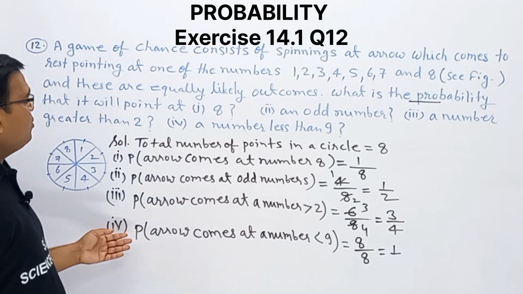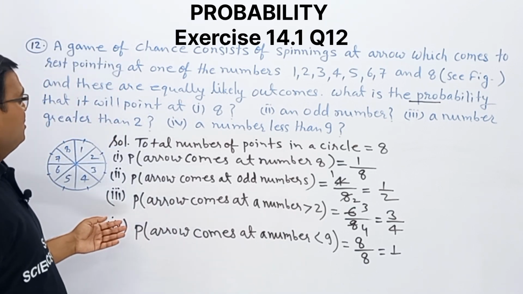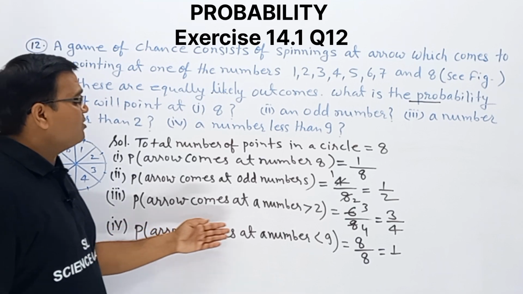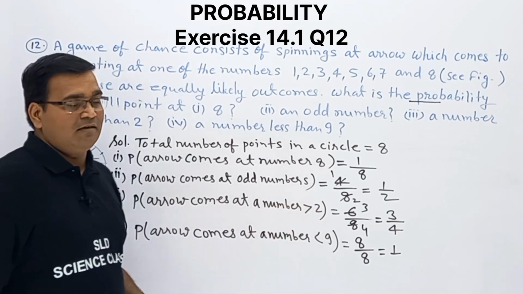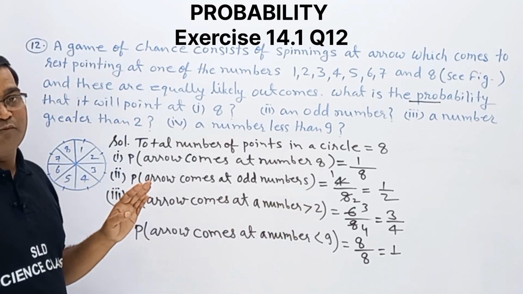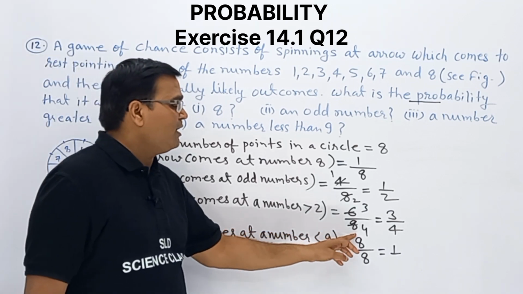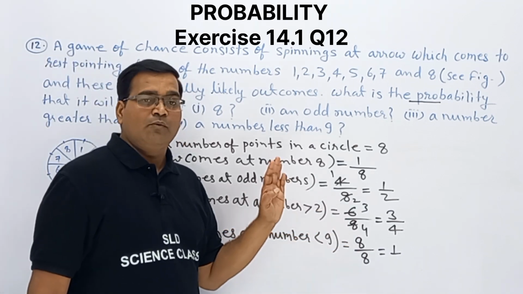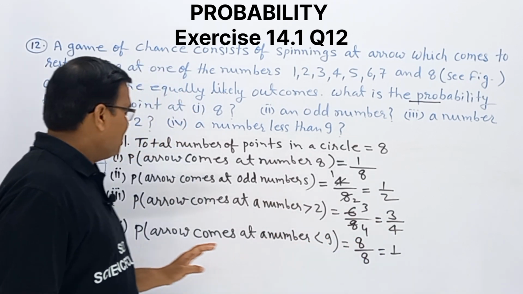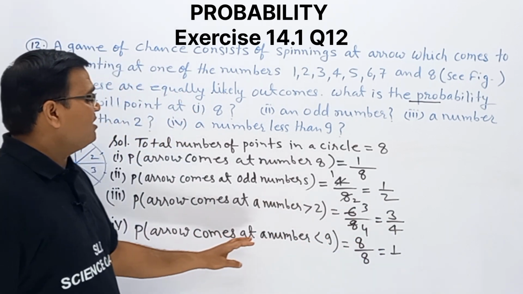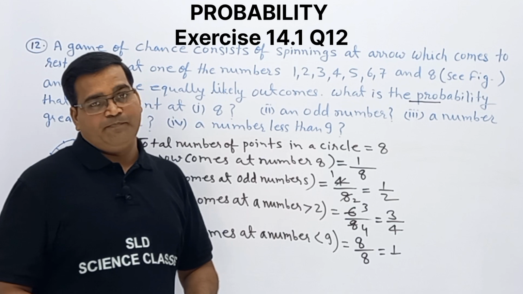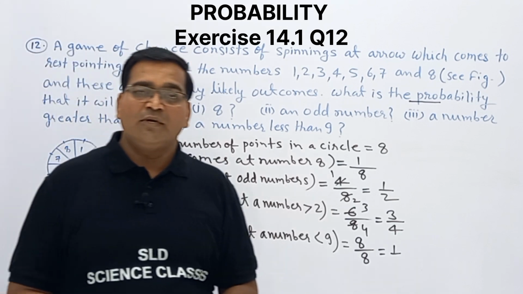Similarly, the next question is the probability of the arrow coming at a number less than 9. All the numbers 1 to 8 are less than 9. So the number of favorable outcomes is 8. 8 divided by 8 we get 1. So the probability of the arrow coming at a number less than 9 is 1. I hope you understand this question.